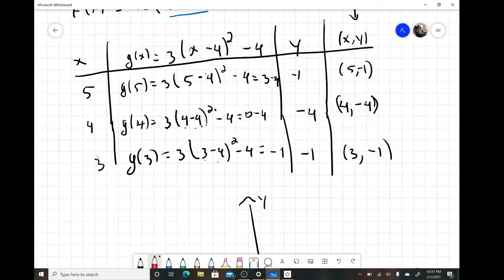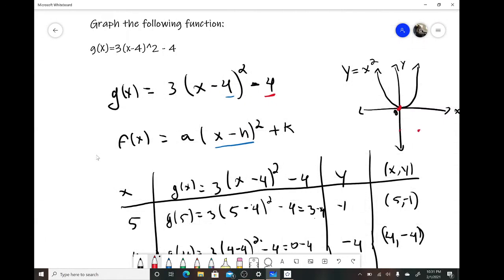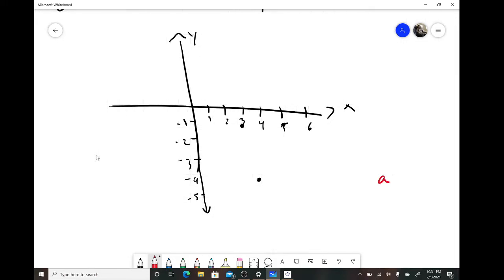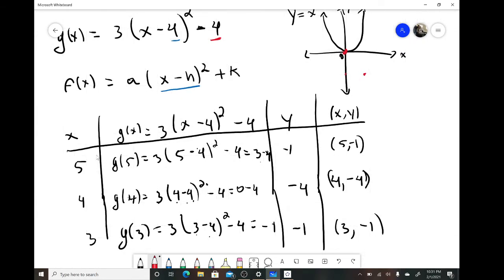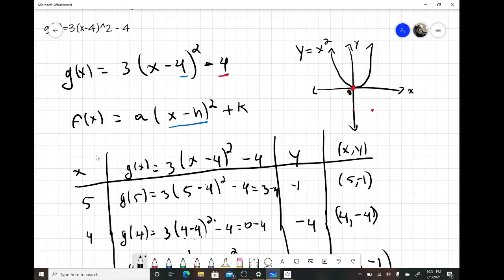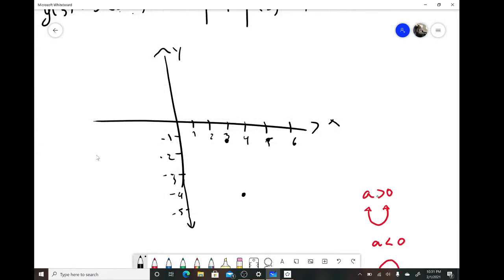I should probably mention something that I didn't mention in passing. The value of a determines how the parabola is going to open up. So if a is positive, then the parabola is going to open concave up. That's a word that I'll define soon, meaning smiling. If a is negative, then the parabola is going to open concave down, frowning. In our case, we have a positive 3 in front of the parentheses. Because the a is 3 and 3 is a positive number, we know that our parabola is going to open up, smiling. So it's going to look something like this.